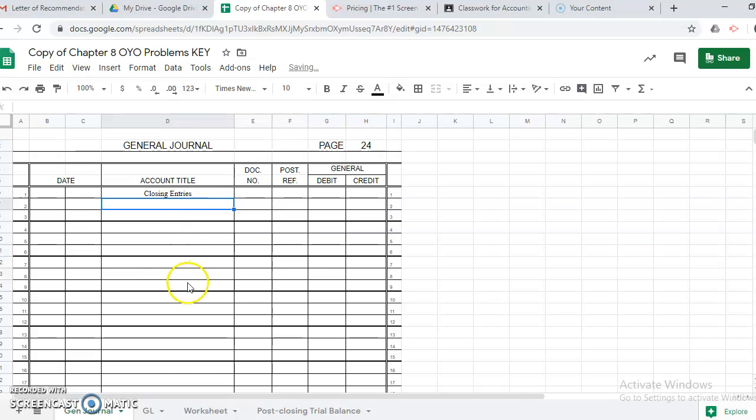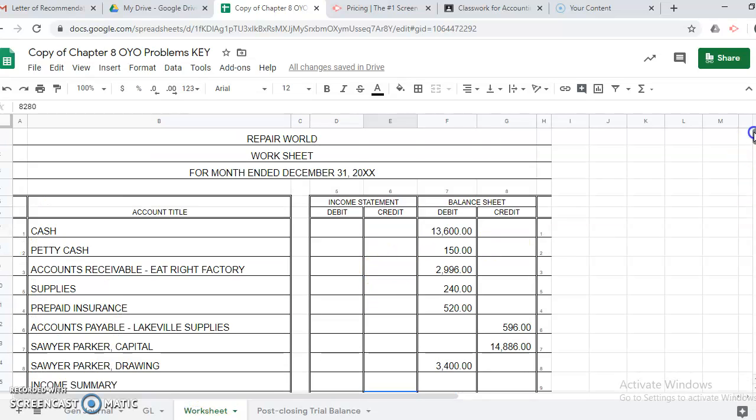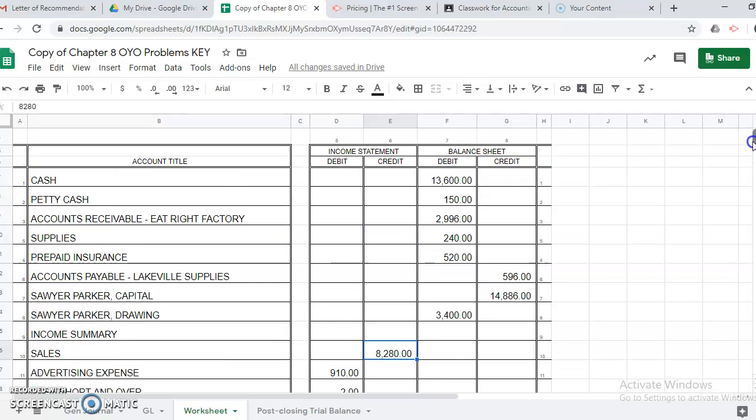Okay, so when we look at the worksheet, I know that the first thing I need to close out is sales. So if I look at this, I can say, okay, sales is a credit on the income statement. So in order to get that back to zero, I'm going to have to debit sales for that amount. And the credit would go to income summary.